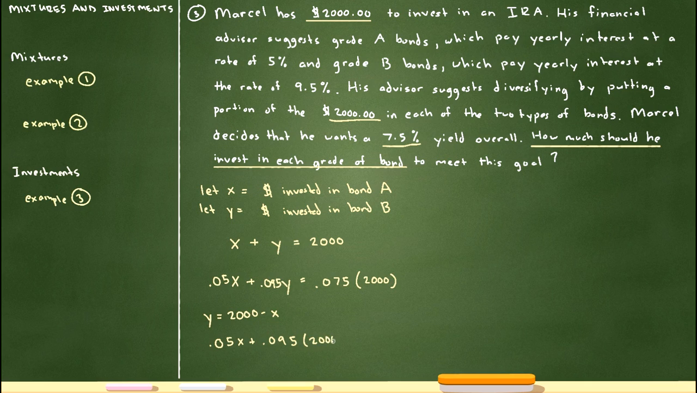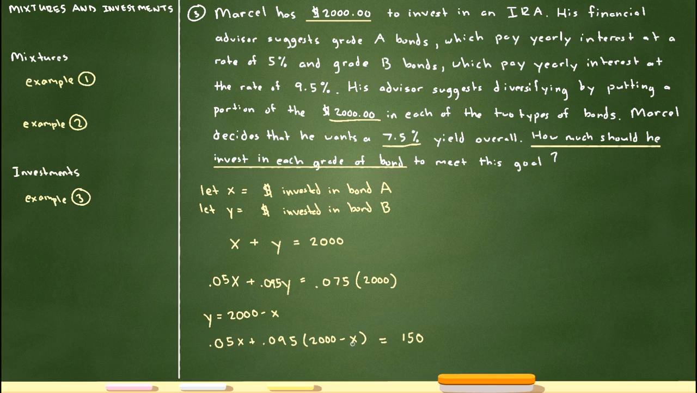2,000 minus x. And this is equal to 0.075 times 2,000, which would be 150. Whenever you see a multiplication like this, 0.075 times 2,000, if you have your calculator, you just plug that right in and we obtain 150. So that represents the total amount of interest that Marcel wants overall. He wants 150 bucks out of his investments.